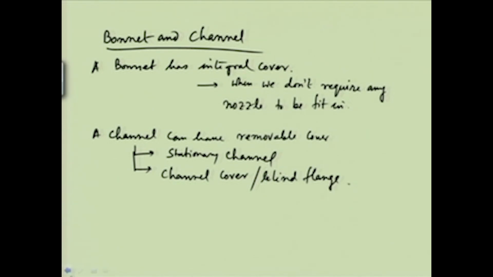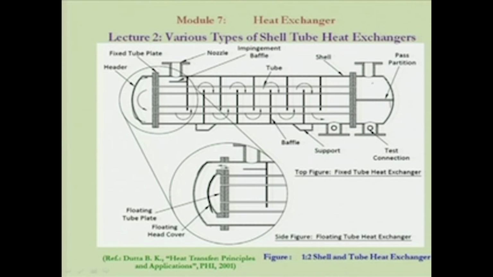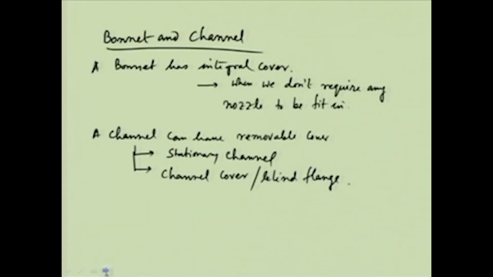This can be straightforward like this also, and then it becomes a blind flange kind of thing. The channels are fitted with nozzles. You can see that some nozzles are fitted to this. So, channels are fitted with nozzles. Now the next part of this is the pass partition plate.